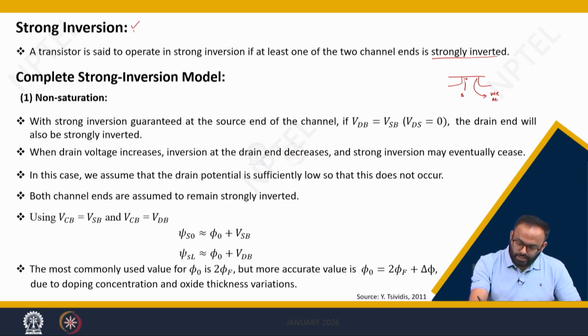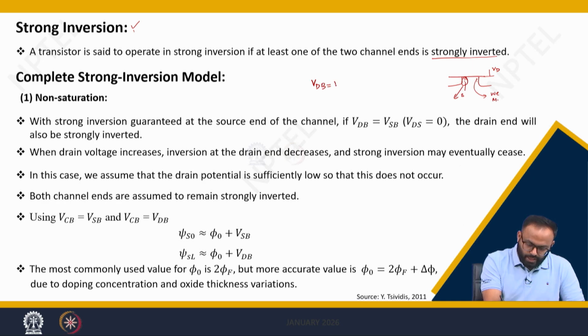So, the heavily inverted channel in general for NMOS, when you increase VDB over VSB, is near the source. So, let us consider for the first case VDB equal to VSB, meaning both ends of the channel are strongly inverted.